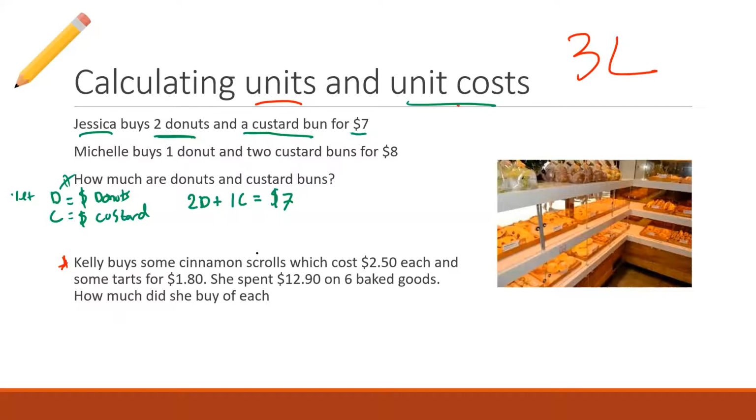Okay, can someone please answer for me, what is the simultaneous equation? I'm just going to write 7 because I don't want to get confusion with the dollar sign. Can someone write for me, what's the equation for Michelle's purchase? How can I summarize this: 1 donut and 2 custard buns. How can I turn that into an equation? You can type the answer into chat or you can say it out loud. Up to you.